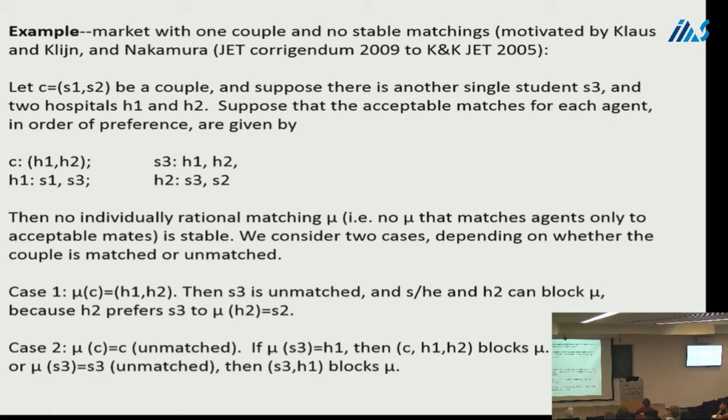Okay, that's all they're interested in. And here's student 3. He's single. He likes hospital 1 better than hospital 2. Here's hospital 1. Hospital 1 likes student 1 and then student 3. And hospital 2 likes student 3 and then student 2. And you can pretty quickly check, I won't go through it, that there's no stable matching. If the couple is matched, then S3 is unmatched and there's a blocking pair with S3. If S3 is matched, there's either a blocking pair with S3 or with the couple. Okay, so easy to check, simple example.